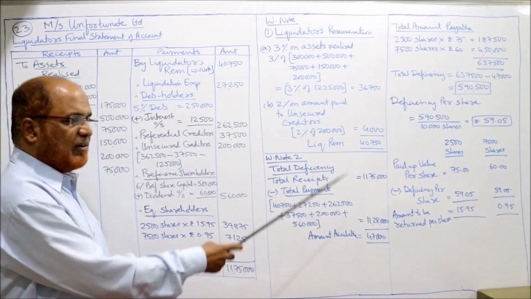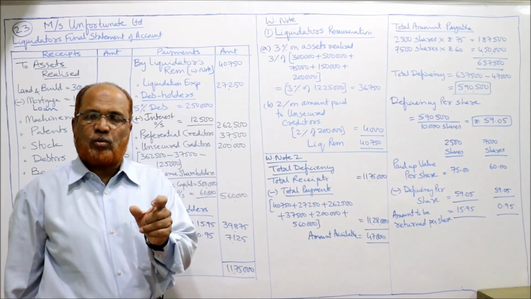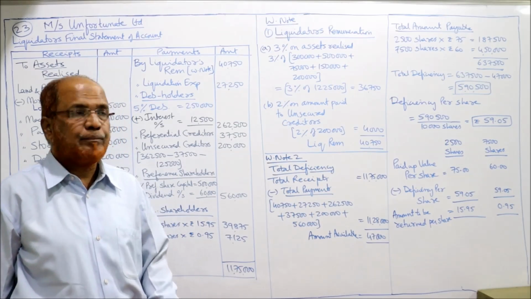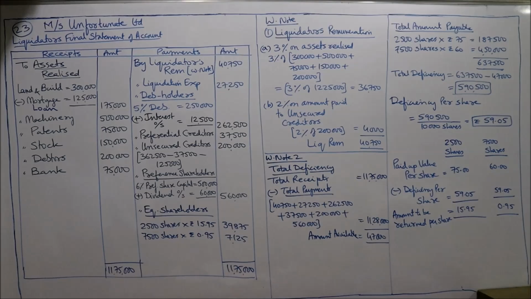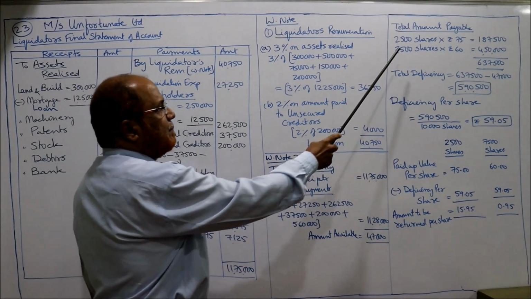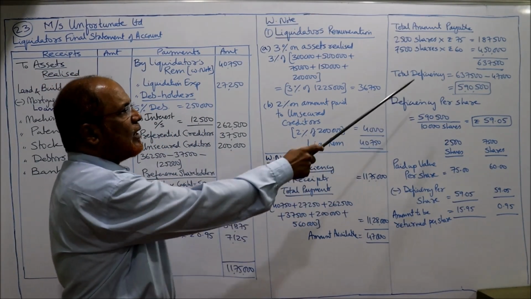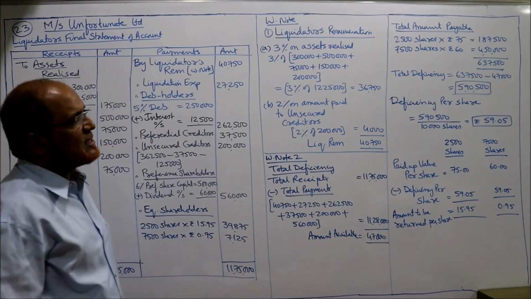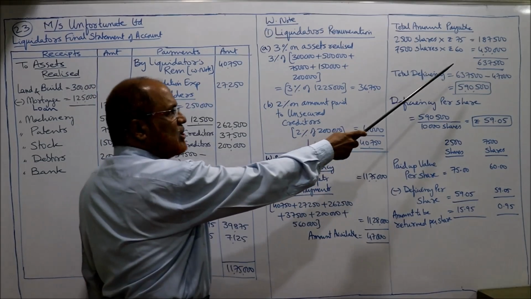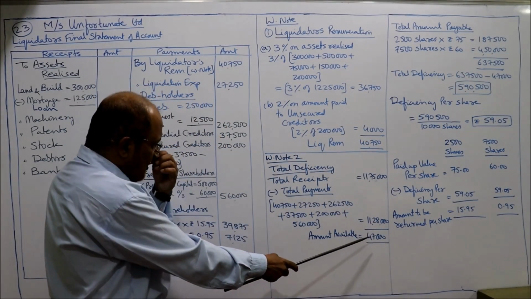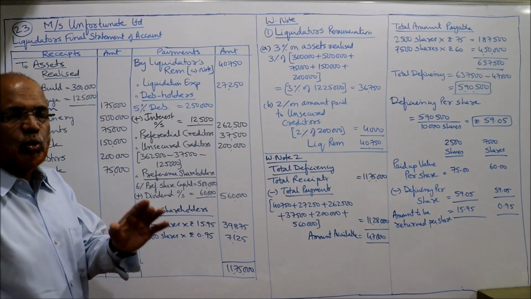Equity shareholders. Now we'll find out the deficiency. How much is the amount payable to equity shareholders? 2,500 shares into rupees 75, 1,87,500. 7,500 shares into rupees 60, 4,50,000. So total amount payable to equity shareholders 6,37,500. So total deficiency, how much is the shortage? Payable to equity shareholders 6,37,500, whereas amount available is only 47,000. So 6,37,500 minus 47,000, you will get 5,90,500. This is the total deficiency.